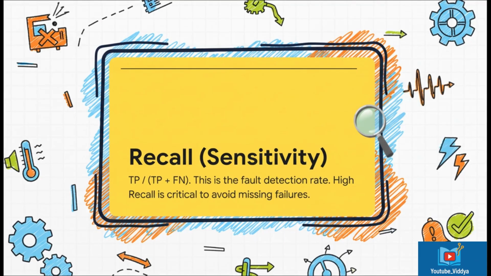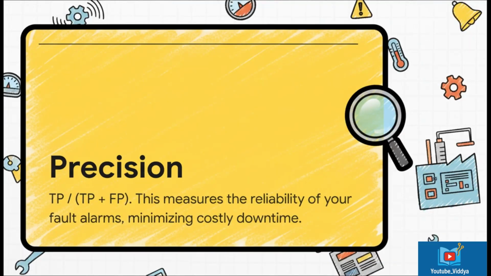This brings us to a really key metric called recall. Forget the formula for a sec. What it really means is, of all the actual faults that happened, what percentage did our model actually catch? That's it. And if you're a maintenance engineer, recall is probably your number one metric. Why? Because you'd much rather deal with a few false alarms than miss a single real failure that's about to happen.